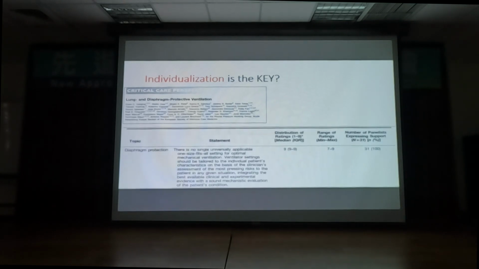There is no single universally applicable algorithm, one size fits all, for optimal mechanical ventilation. And ventilator settings should be tailored to the individual patient's characteristics on the basis of the clinician's measurement of the most pressing risk to the patient in any given situation, integrating the best available clinical experimental evidence with a sound mechanistic evaluation of the patient's condition. And this is the only thing that all 31 agreed on, with a range of only 7 to 9, meaning they only agree on this. So now you can take your guidelines, walk out, there's a trash can, and just throw them in the trash.